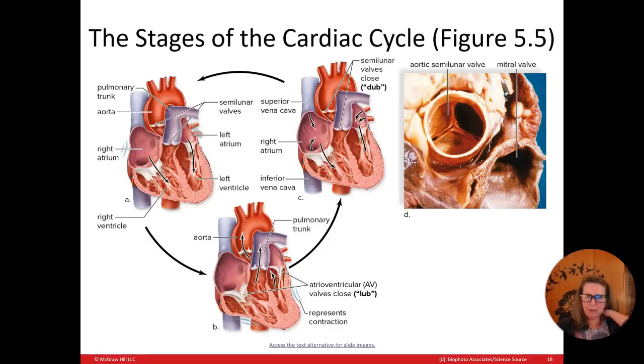So when we're thinking about the cardiac cycle, we are thinking about essentially blood moving through our arteries as a result of the heart beating. So when you measure your pulse, you're actually measuring the pace of the heart.